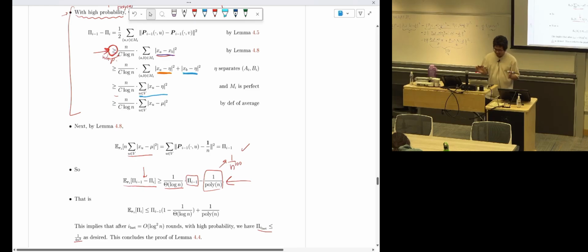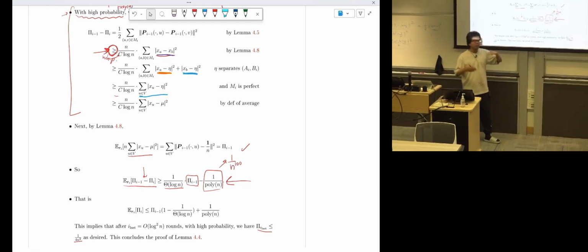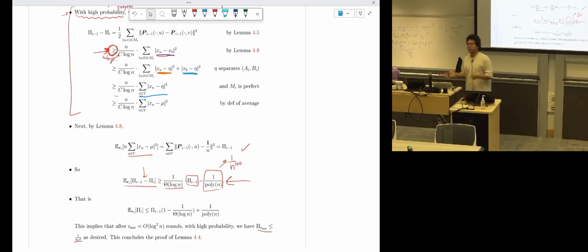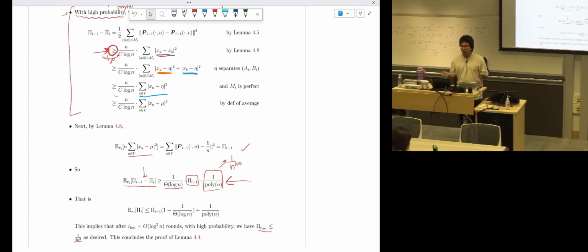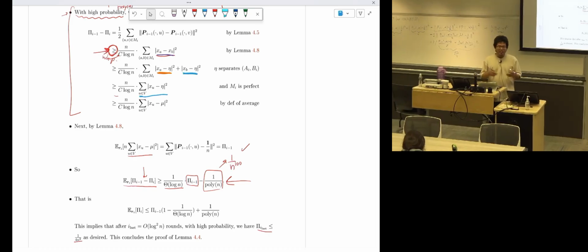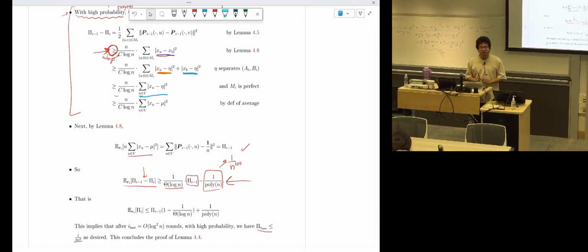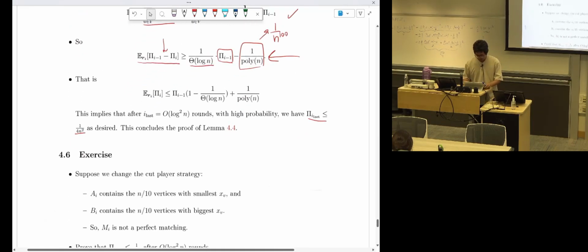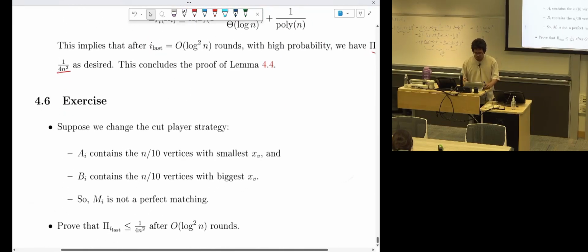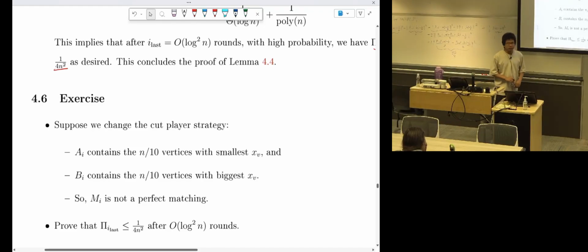We now get that the potential decreased by 1 minus 1 over log. So after log square rounds, the potential is small. Once the potential is small, we have proof that the all one node weighting is expanding. Okay, and to make sure that you really understand this, try to convince yourself of the following.